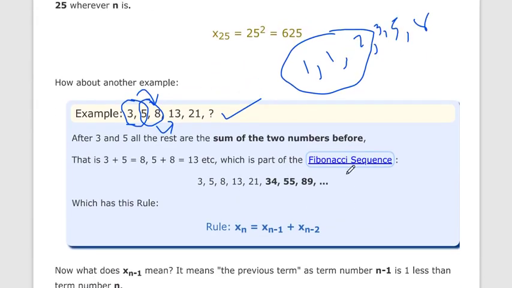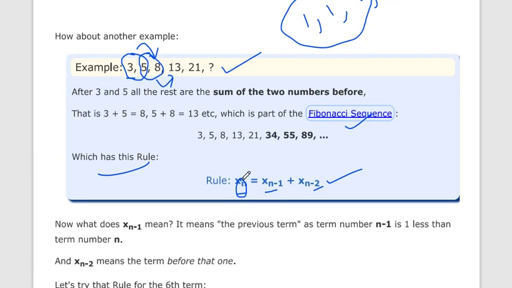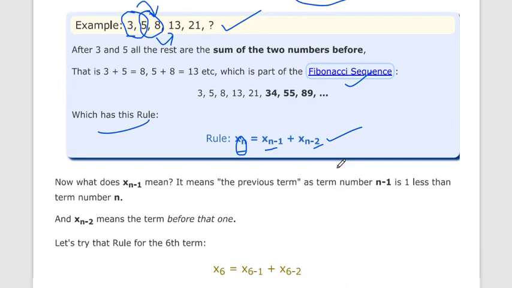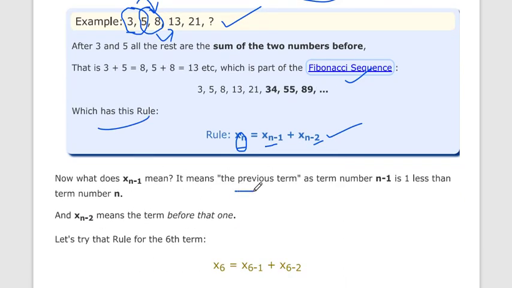So this is a Fibonacci sequence. It is the sum of the previous two numbers. So the rule of this sequence will become xn is equal to x(n minus 1), the previous term of n, plus x(n minus 2), the previous-to-previous term. So we have to add the previous two terms to find our next term. Xn minus 1 is the previous term, term number n minus 1, and xn minus 2 means the term before that one.